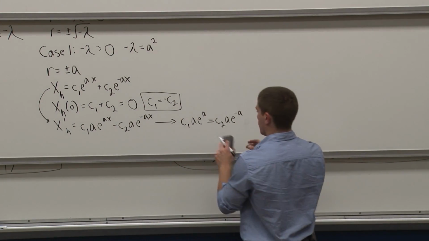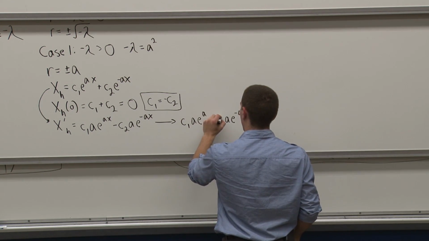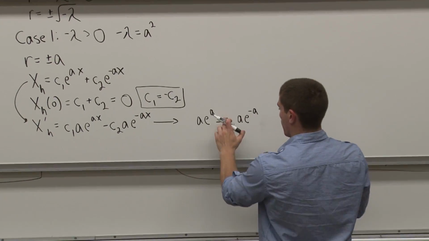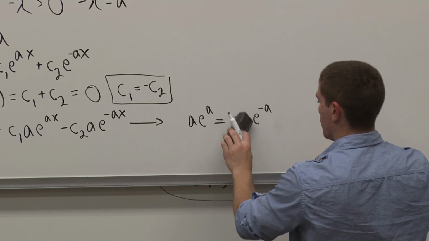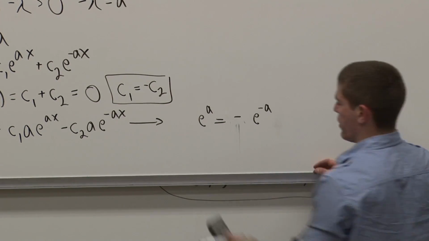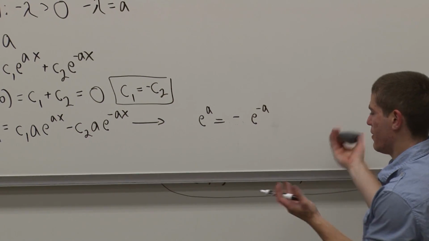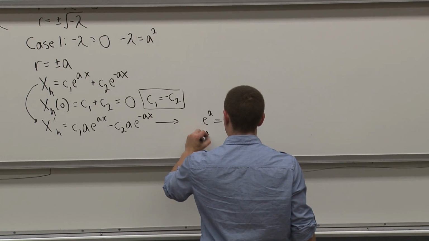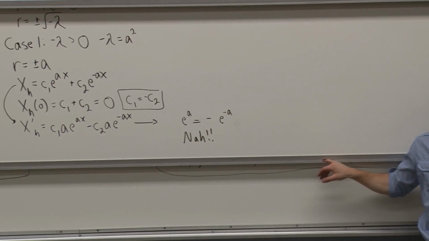So you can kind of see what's going to happen here. So you have negative c1, just like that. So the c1s cancel out. So you're left with negative a equals that. So the a's cancel out as well. And you're left with that, which is never true. So e to the a can never equal negative e to the negative a. It's just not the same thing. And from this, you can tell it doesn't work. So no. All right. Any questions on that, on case 1?